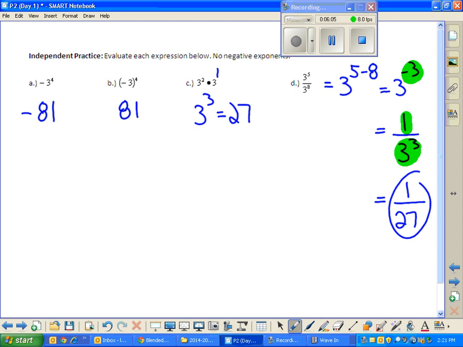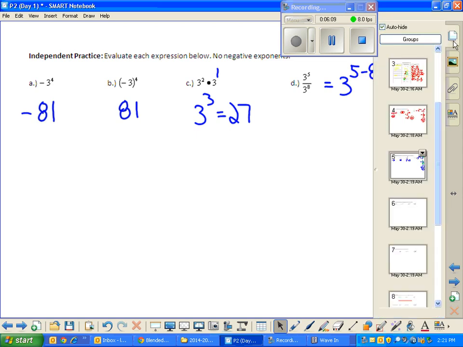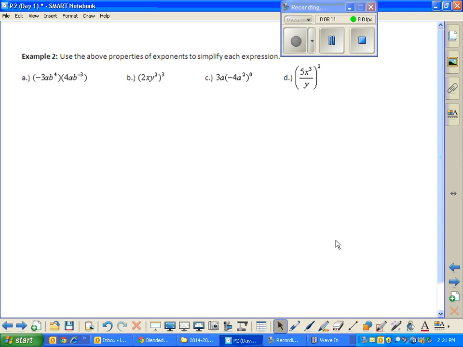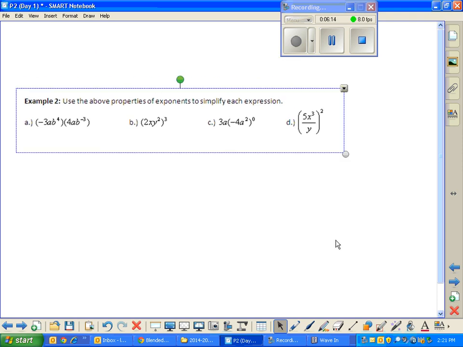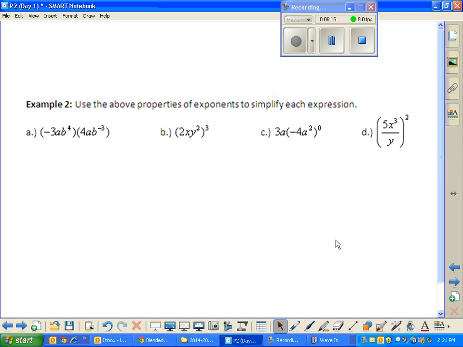All right, so now we're going to take time to do these examples with letters in them. So we're going to flip back a little bit. Sorry, I have you flipping through your note packet a little bit today. We're going to have you flip back to example 2. And it says use the above properties to simplify each expression. So what I'm going to do right now in part A is walk you through how you could simplify this with your properties of exponents.